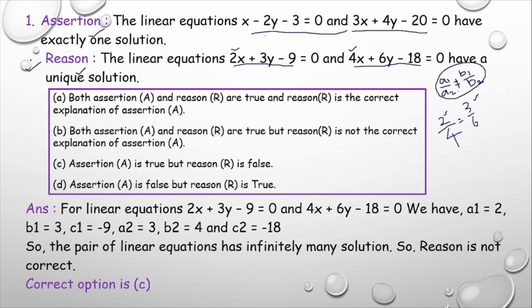So, the reason is false. I told you, if the reason is false, directly go and opt for option C. Yes, the correct option is C.